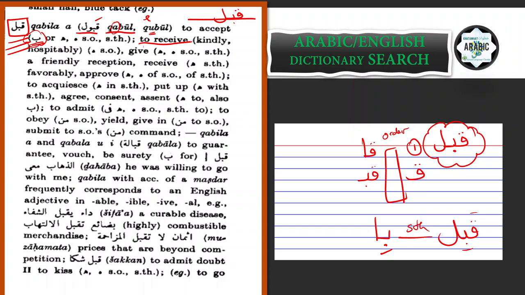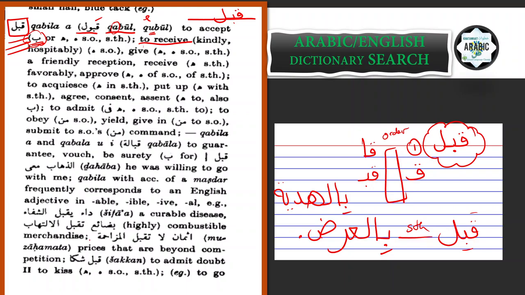To receive kindly, qabila, like here he accepted the deal, so he received the deal kindly, or the offer kindly. Qabila bil ard, qabila bil hadiyya. If someone is giving you a present, you would say he accepted the present. Qabila bil hadiyya. And then you have a set of other meanings.